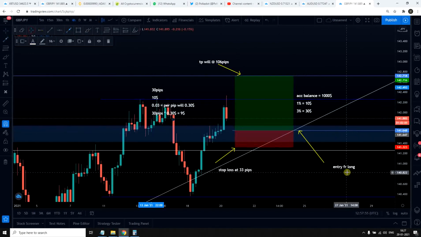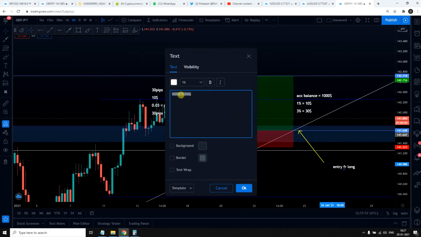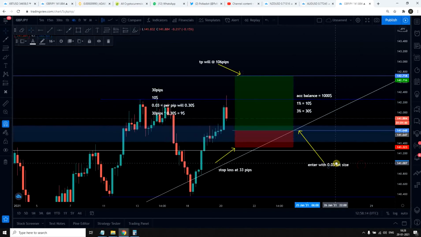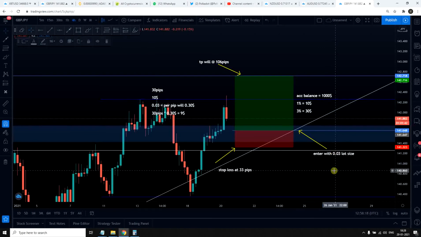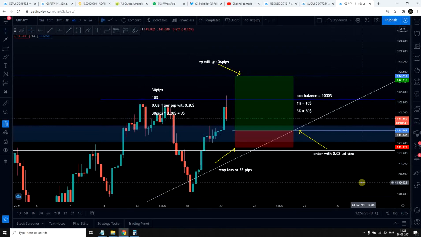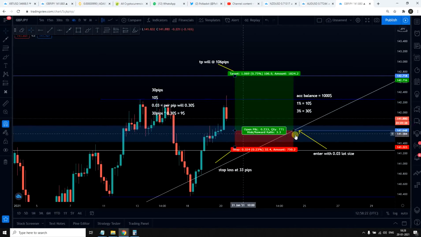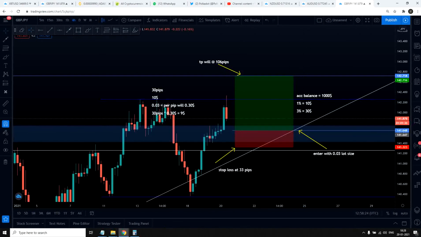We'll modify this here only. Enter with 0.03 lot size, which will keep reminding you while you are going to plan your trade on your MetaTrader. Okay, so the setup is totally ready. We just have to go to our MetaTrader.